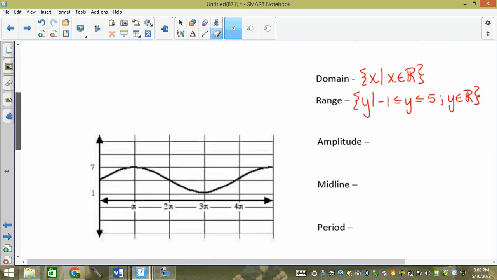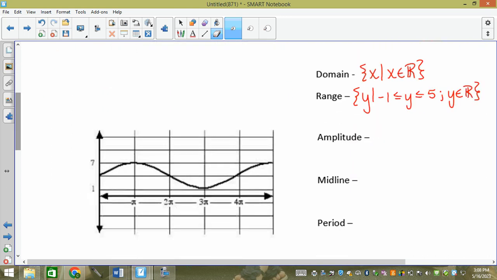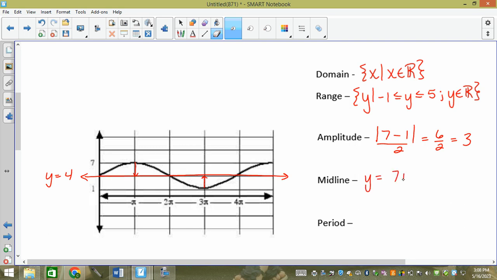This one, my amplitude is the absolute value of 7 minus 1 divided by 2, which is 6 divided by 2, which is 3. So if I count up 3, and then I count down 3, I needed actually what? Looks like 4. Let's check it. So our midline is y equals 7 plus 1 divided by 2, which is 8 divided by 2, which is 4. Matches that.